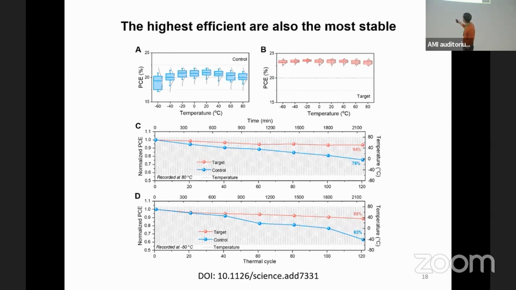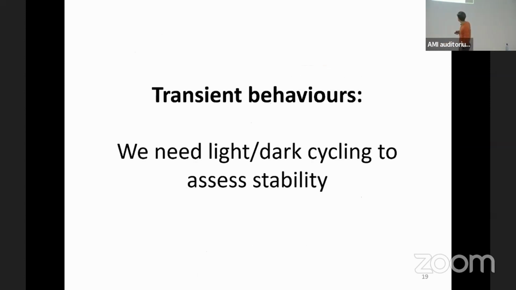But that means that when we go to a much higher or much lower temperature, the system is not optimized and suffers in terms of efficiency and in terms of stability. When we use this polymer, the system looks rather stable. The efficiency and stability look almost independent from the temperature. That was the main achievement we got.